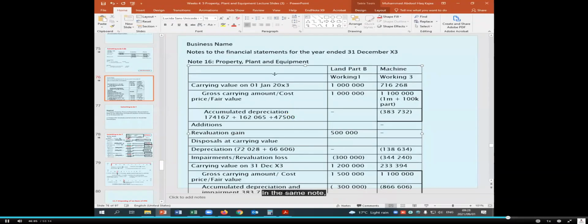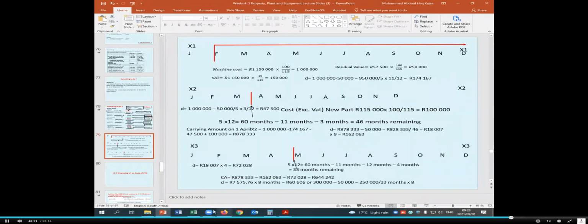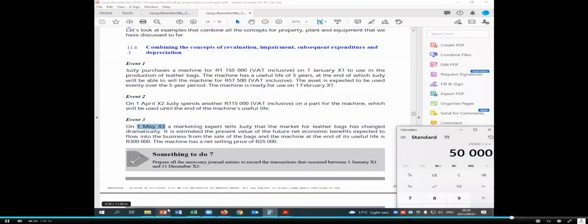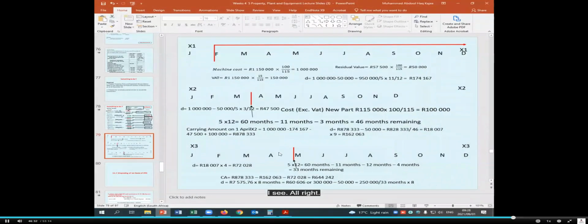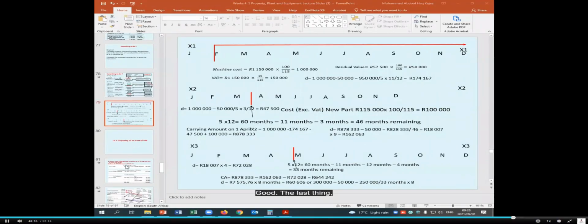So in the same note, this land can be at the revaluation model, and this machine can be at the cost model. It's a good question. I calculate using movements and accumulated depreciation in the beginning. Maybe that's well. Okay, I see. All right. Okay, the last thing.